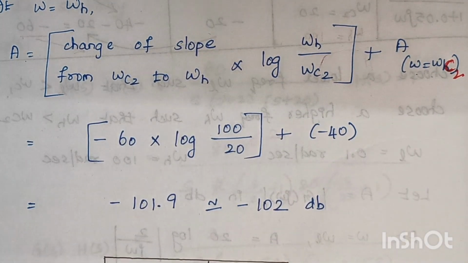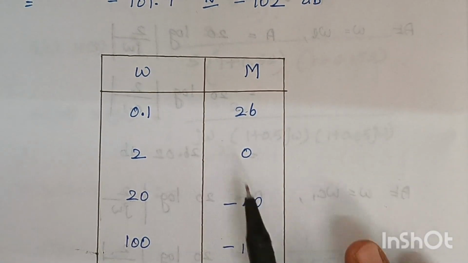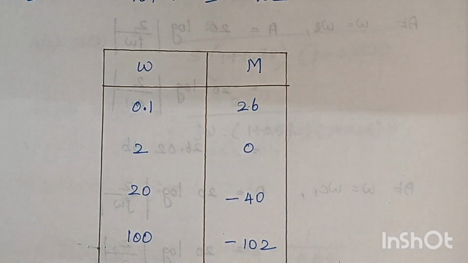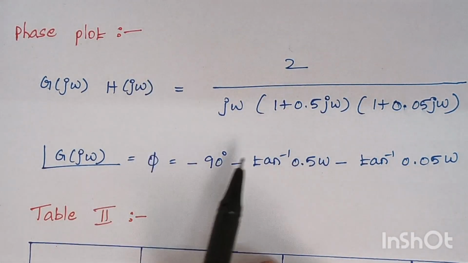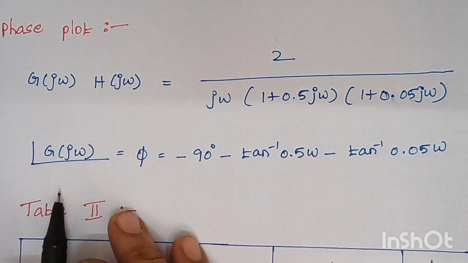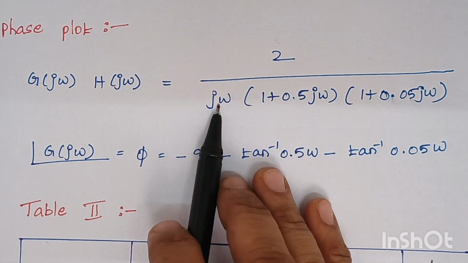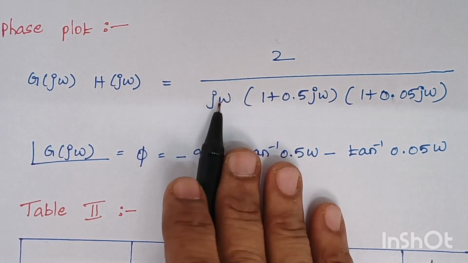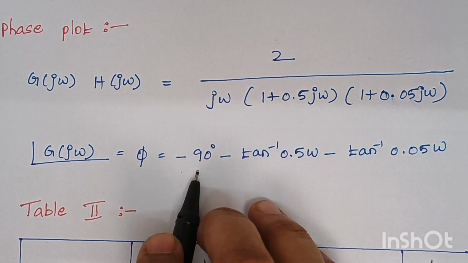So finally I am framing a simple table which includes our frequencies and magnitude. Then it will be easy for us to plot, right? Next we are going to frame an expression for phase plot, and this is the given problem. So here the phase plot is represented by phi. An omega is always contributing a 90 degrees. Since it lies in denominator, I am going to shift this to the numerator part. So here I am writing minus 90.